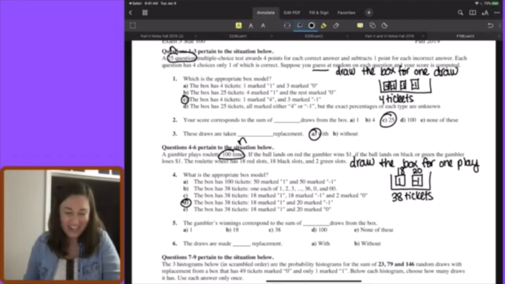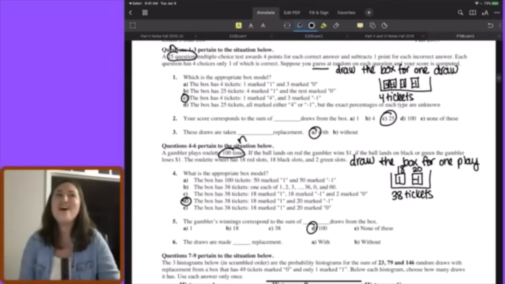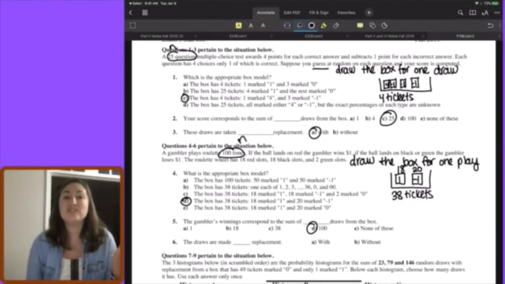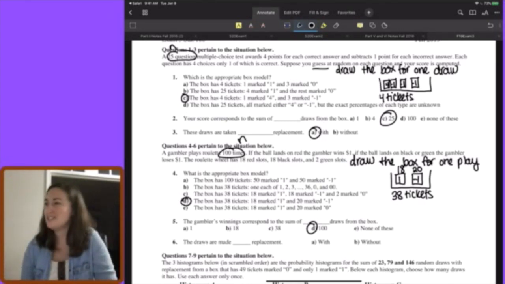That looks good. And then the gambler's winnings correspond to the sum of 100 draws in this case. The test that you guys are going to see on Wednesday has some multiple choice, some fill in the blank. For the number of draws, I made most of those fill in the blank. Your number of draws is just how many times you're playing the game, how many questions are on the test, how many times you're rolling the die, whatever the situation is.